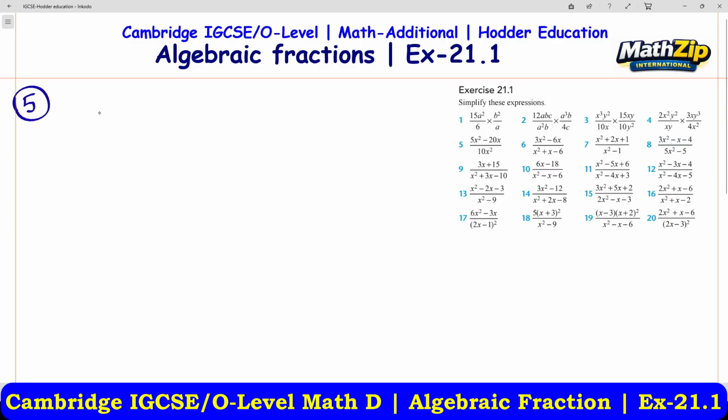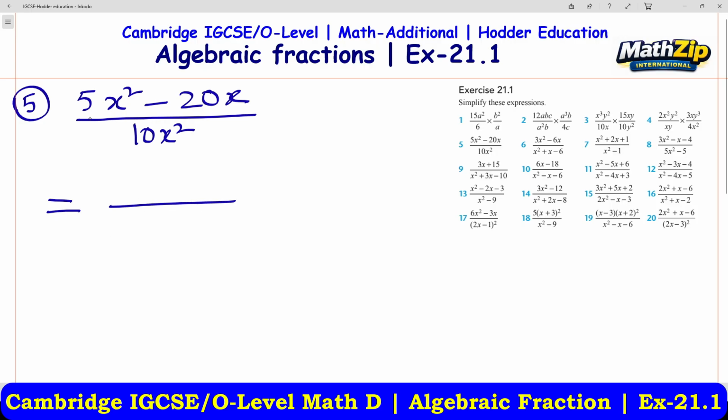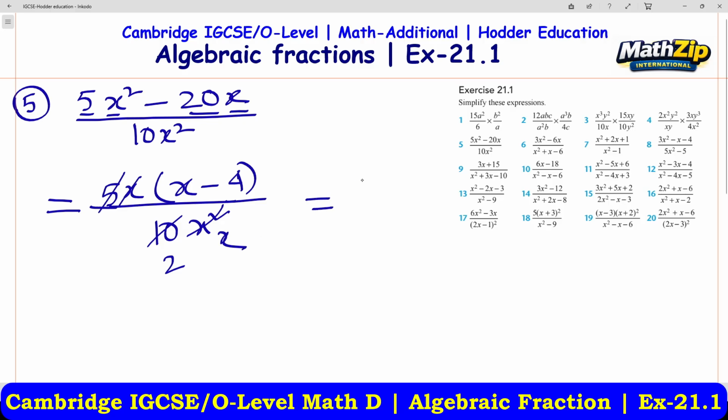Number 5, 5x² − 20x ÷ 10x². So from here, first we have to take common something, like 5 and x², and here is the 20x. So the common thing is 5x. So here will be x − 4, and here is a 10x². We can divide this 10 by 5, so here is a 2. This x² divided by x, so here is a x. So our answer is (x − 4) ÷ 2x. Okay, so number 5 done.